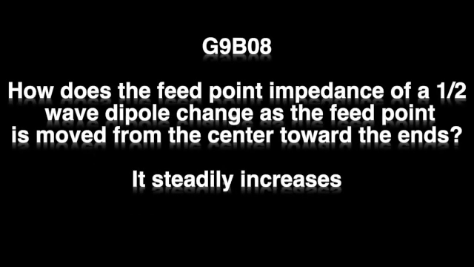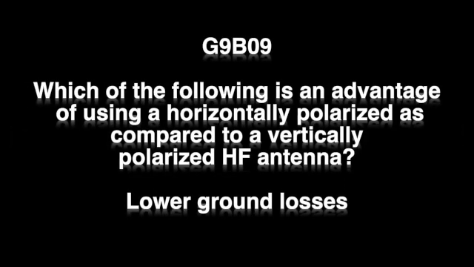G9B08. How does the feed point impedance of a 1/2 wave dipole change as the feed point is moved from the center toward the ends? It steadily increases. G9B09. Which of the following is an advantage of using a horizontally polarized as compared to a vertically polarized HF antenna? Lower ground losses.